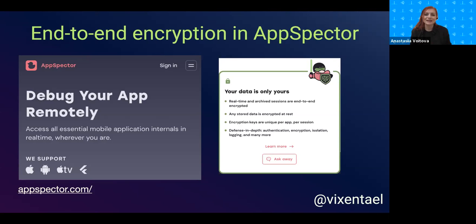So when you integrate AppSpectre into your application, you can see remotely on your browser, on your desktop, what is going on with this application, to read network traffic, etc. And of course, as data from the application is sensitive, AppSpectre uses end-to-end encryption to protect it, which is based on Themis.